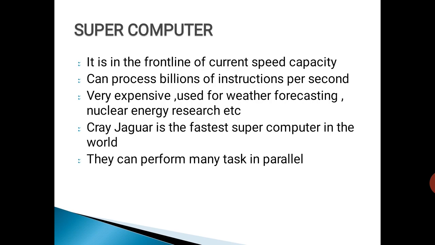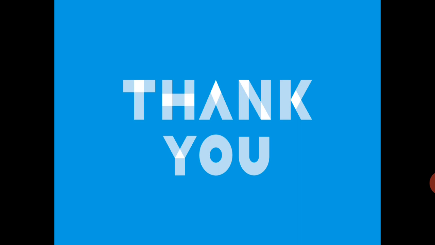And the last one is the supercomputer. It is in the front line of current speed capacity. It can process billions of instructions per second. Very expensive, used for weather forecasting, nuclear energy research, etc. Cray Jaguar is the fastest supercomputer in the world. They can perform many tasks in parallel.